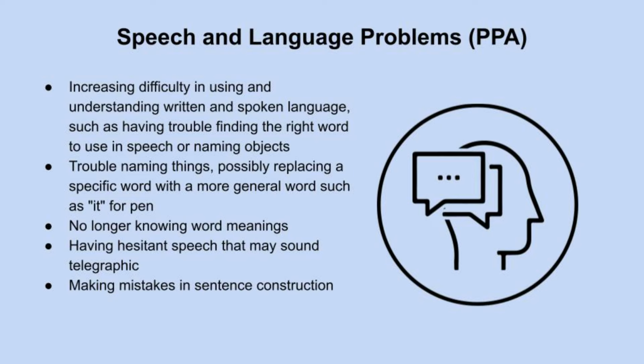There are also speech and language problems, and there are three subtypes, which we're not going to get into. There can be increasing difficulty in using and understanding written and spoken language, such as trouble finding the right word to use in speech or naming objects, possibly replacing a specific word with a more general word, such as "it" for "pen," no longer knowing word meanings, having hesitant speech that may sound telegraphic, and making mistakes in sentence construction.